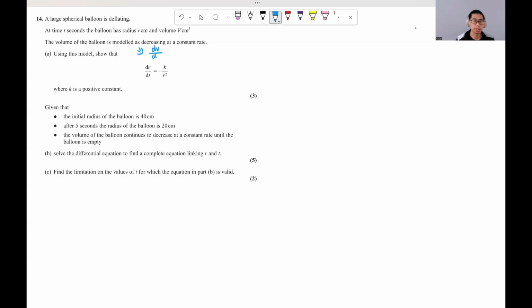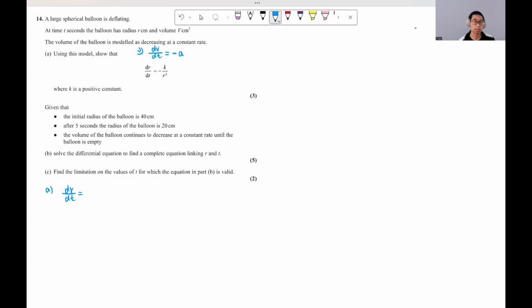dV/dt, the rate of change of volume with respect to time, is equal to, so decreasing means negative, and then a constant rate, so we can just use a constant number. Like use a random letter to represent it. So I will just use a to represent it. And then using this model, show that dr/dt equals negative k over r squared, where k is just a positive constant. So to set this up, we want dr/dt.